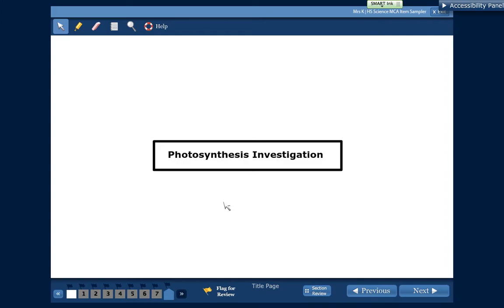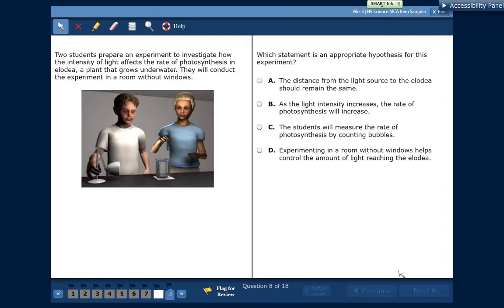Next little section, photosynthesis investigation. Okay, which statement is an appropriate hypothesis for this experiment? So a hypothesis is a statement. It's very clear, gives only one alternative, or it clearly states what your experiment is going to be testing.